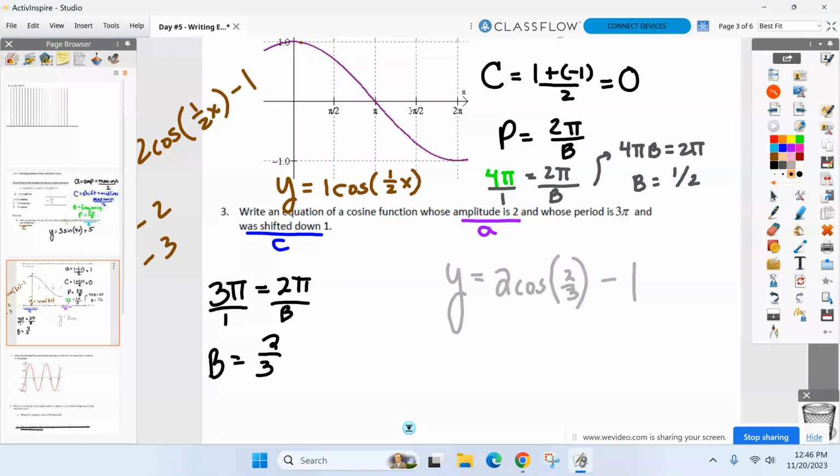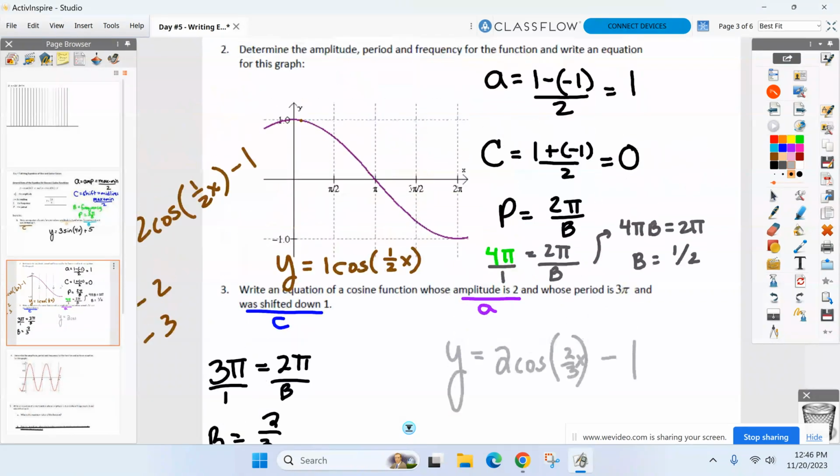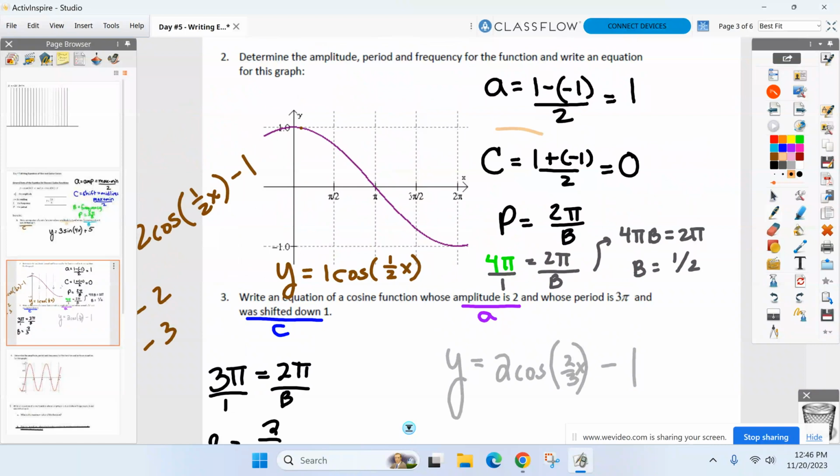Wait, so there's no X? Now, see, now you got me. Yes, there is. I thought we just did the shift. Like you do it the amplitude. No. Whoa. Where have we been here? The shift is your C value. Amplitude is just the height. The shift is the C value.